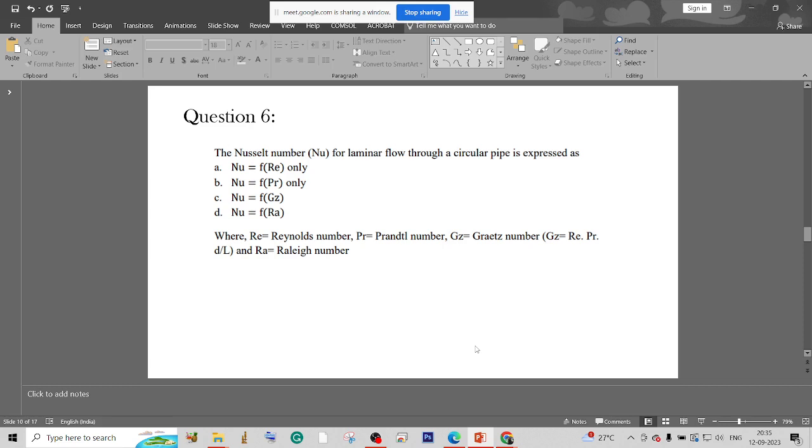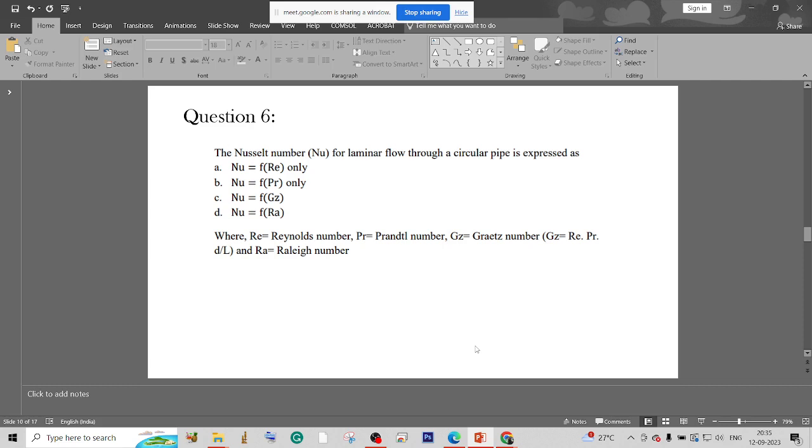Okay, in the previous class we already got to know about this equation, right? If the flow is not fully developed, we can write Nusselt's number as 1.86 times Reynolds number, Prandtl number to the power, d by L to the power 1 by 3. That means this is termed as Graetz number.